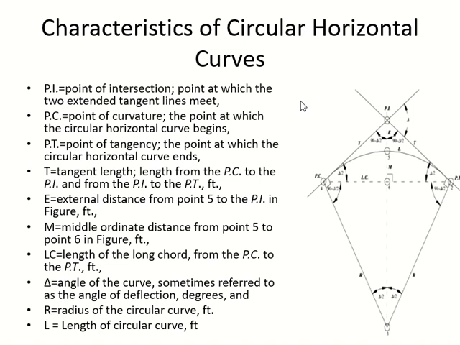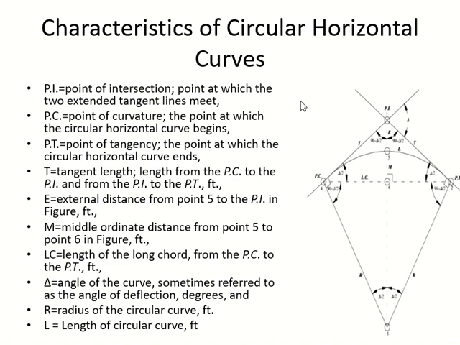Now we have two distances. This one is called E, this one is called M. E means external ordinate, M means middle ordinate. If you draw the line from the center of the curve to the PI, this line will intersect the chord and the curve as well. The distance between PI and the curve is called external ordinate, E. And the distance between the curve and the chord is called the middle ordinate, M.